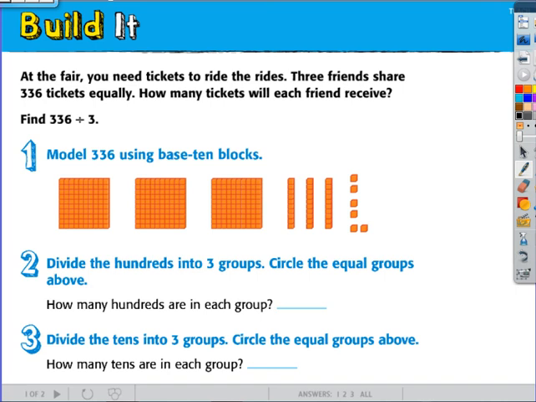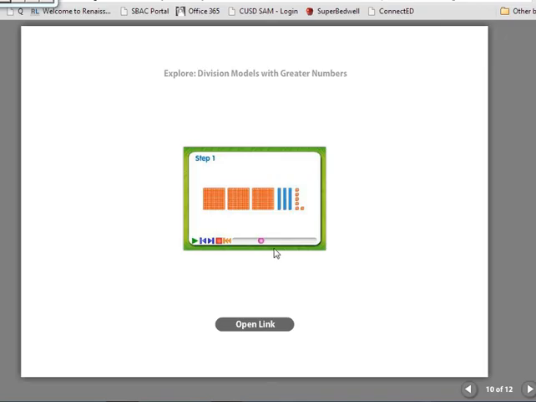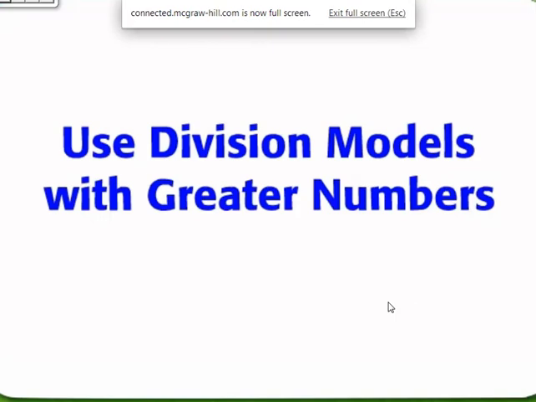At the fair, you need tickets to ride the rides. 3 friends share 336 tickets equally. How many tickets will each friend receive? I have a cool little video we're going to show you for this. Use division models with greater numbers.